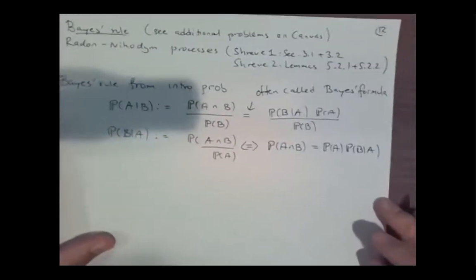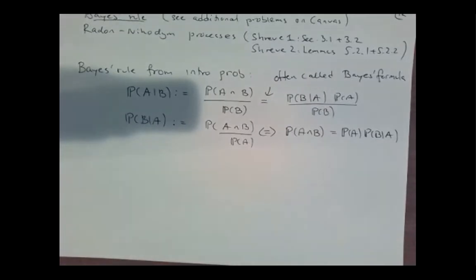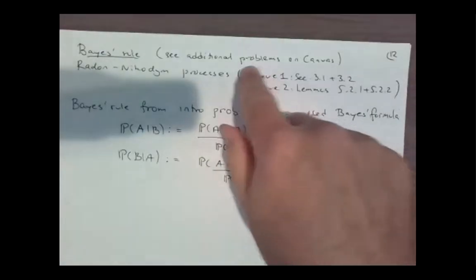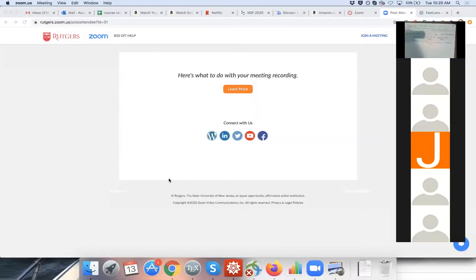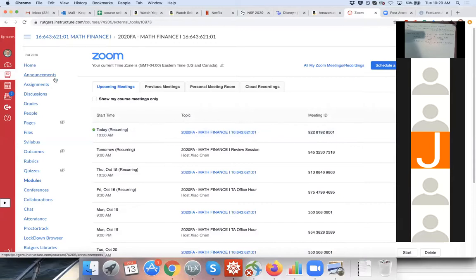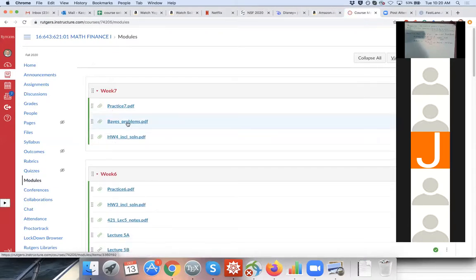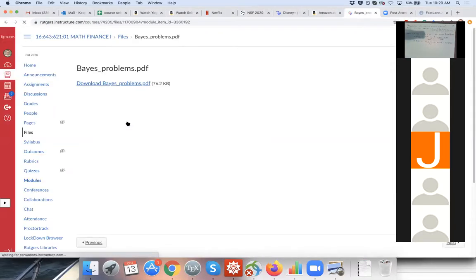So when I was planning this lecture, I was like, we get down to Bayes' formula, we should do something about it, in particular in this day and age. As I said, there are some additional problems up on Canvas. Let me just show you these. If you go to Canvas, I forget where I put it, maybe on the modules. Yeah, Bayes problems. You pull this PDF file.